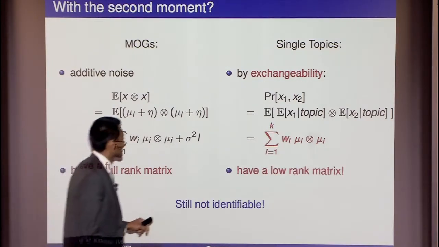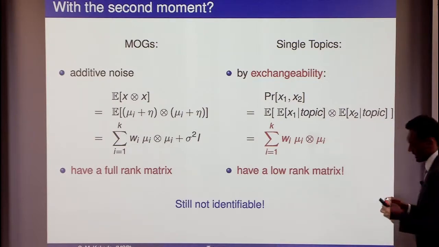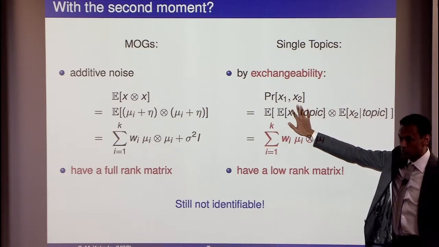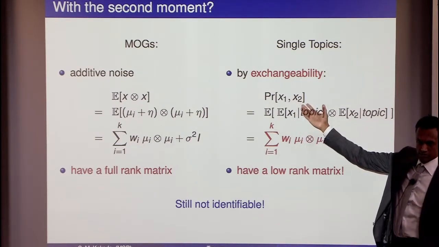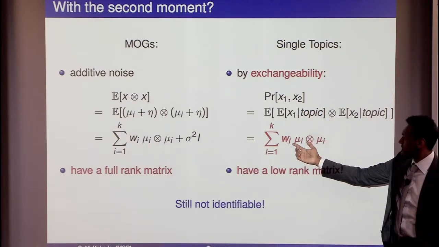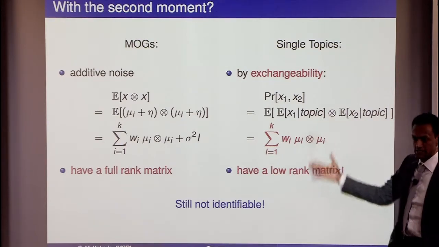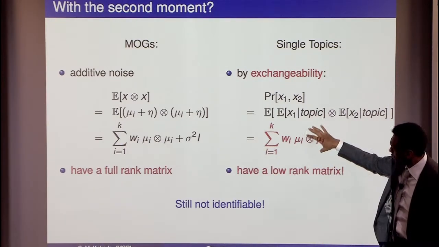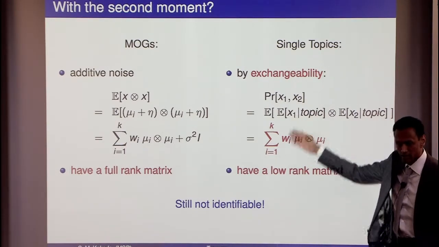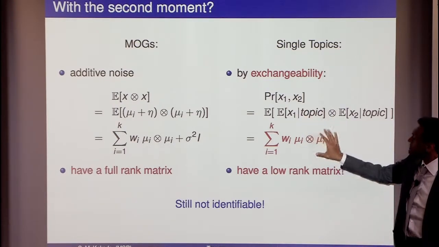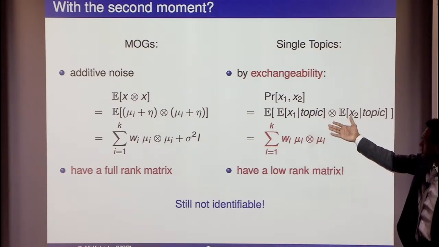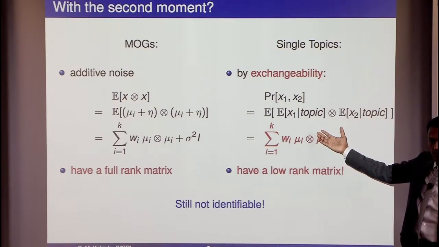What's interesting about this is let's just compare this to the topic model case. The distribution over two words in a document, just because they're exchangeable and independent, is just the sum of w_i mu_i mu_i transpose, because this is just as if both words were generated according to the same topic, and then we just sum over those topics. But this is really nice, right? Because once you condition on things, they're conditionally independent.